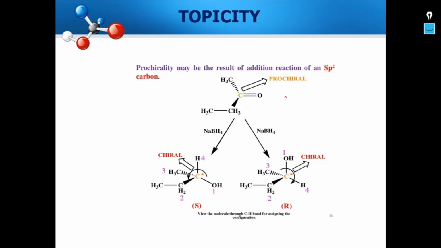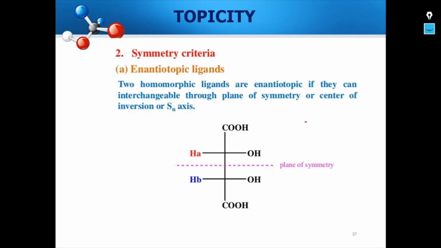Prochirality can also result due to the addition reaction of an sp2 hybridized carbon. Here this carbonyl carbon is an sp2 hybridized carbon, and it is a prochiral carbon because when we perform the reduction reaction, this particular carbon is reduced, it becomes an alcohol, and you get a pair of enantiomers, and therefore this particular carbon is a prochiral carbon.